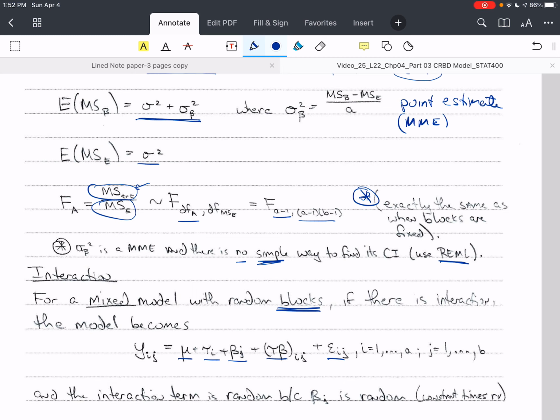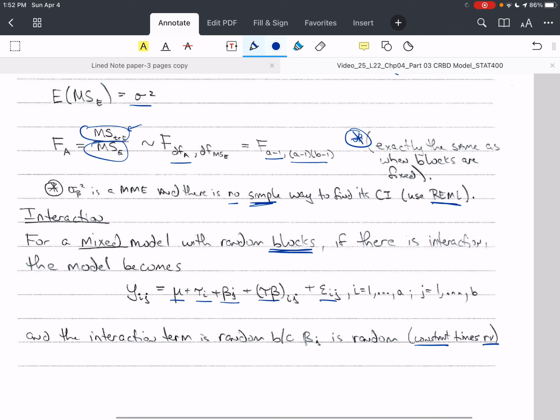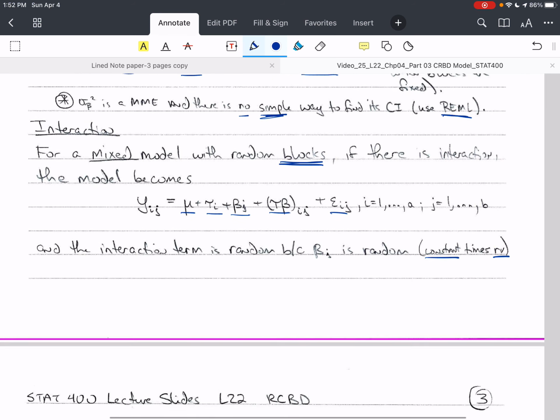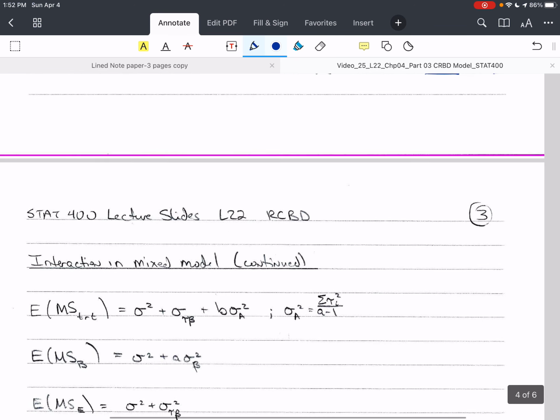Okay. And the interaction term is random because beta_j is random. And so if you take a constant times a random variable, it's a random variable that's scaled by the constant. It's still a random variable, right? If you take two constants and multiply, then you just get another constant with no variation, you see. So the interaction terms become random. So what does this mean?